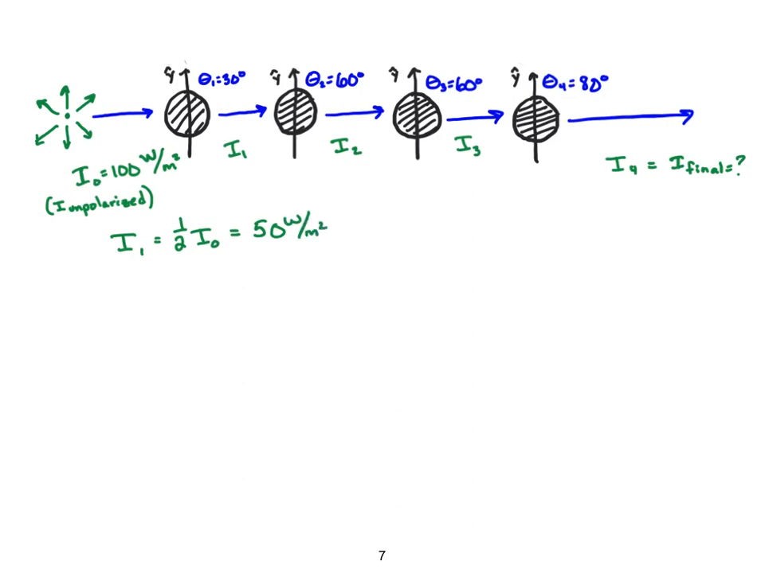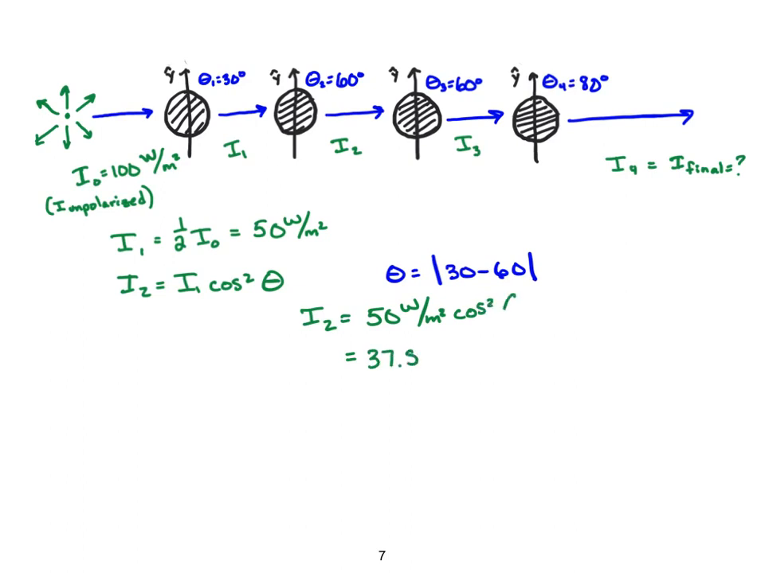When the light passes through the second filter, it has already been polarized. So now we have to use the other equation. We're going to use I2 equals I1 cosine squared of theta. Now what is theta? It's the difference between the angles of the two polarizers. So this gives us I2 equals 50 watts per meter squared times the cosine squared of 30 degrees.